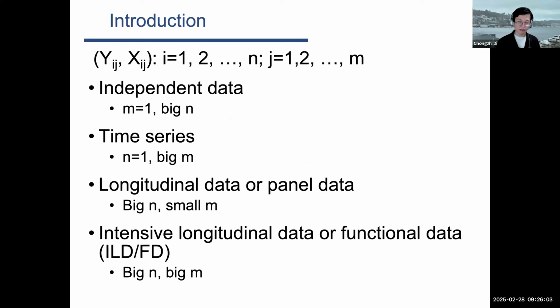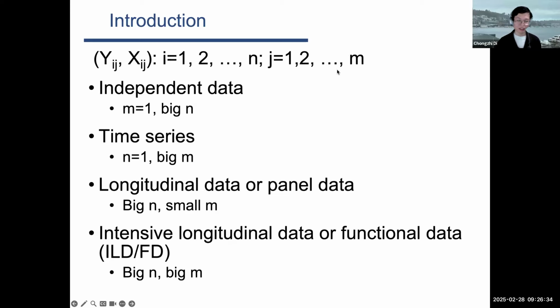I also wanted to mention briefly, to highlight the difference between a few different types of data, the notation Yij and Xij to denote the outcomes and the covariates or predictors. I indexes individuals, and there are n individuals in total. J indicates the measurements per subject, and there are m of them in total.